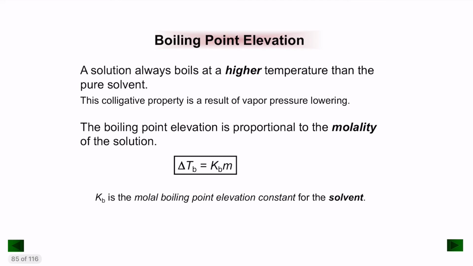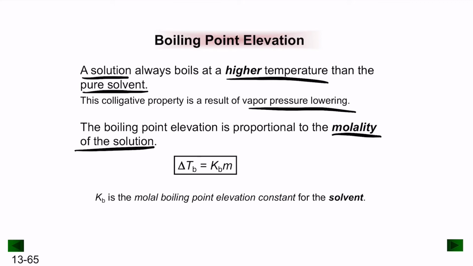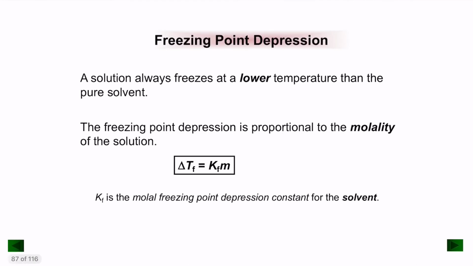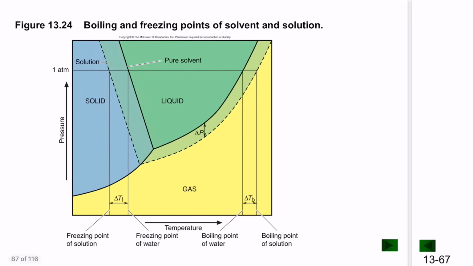Next, let's discuss boiling point elevation. A solution always boils at a higher temperature than the pure solvent. This property is due to the vapor pressure lowering. Remember that as the vapor pressure lowers, the boiling point goes upward. This boiling point elevation is proportional to the molality of the solution. The change in temperature is given by ΔTb = Kb times m, where m is the molality, and Kb is called the molal boiling point elevation constant for the solvent. These values are given in a table, so you can choose the table values from that.